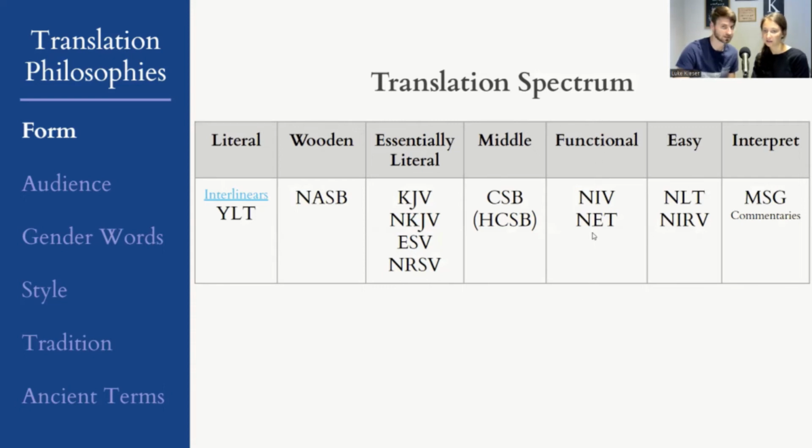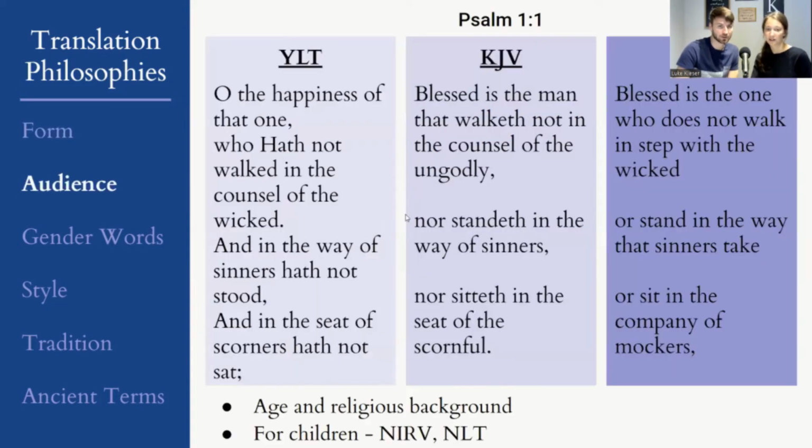It's easier to read. Got it. But there are ones that are easier to read than the NIV, and there are ones that are more literal than the King James. But it's a spectrum. Okay, great. So we have form, word for word, or meaning for meaning. Got it. So the reason we would do meaning for meaning is because of your audience.